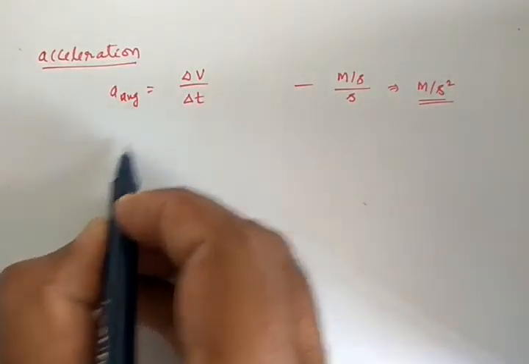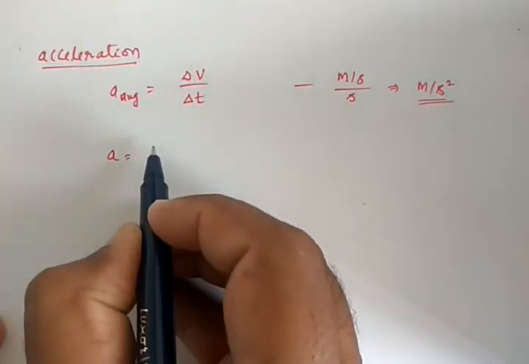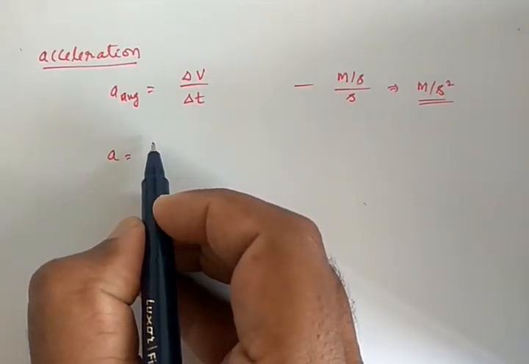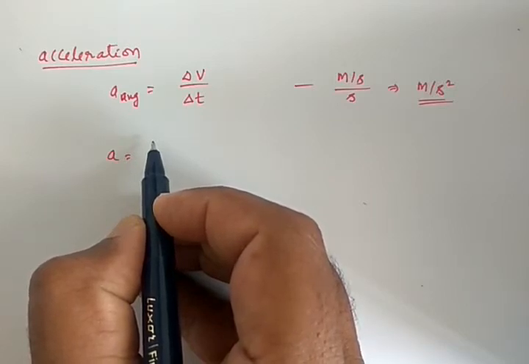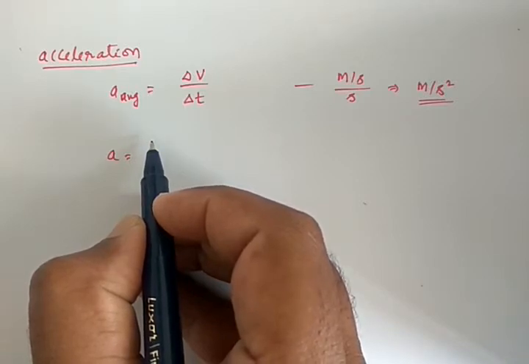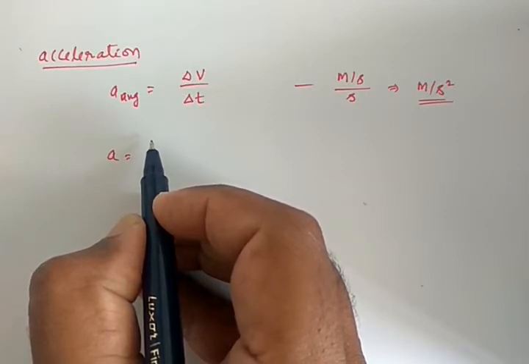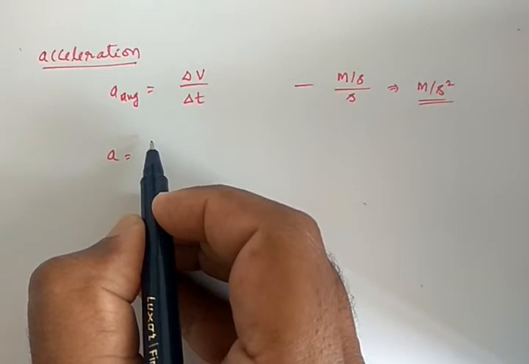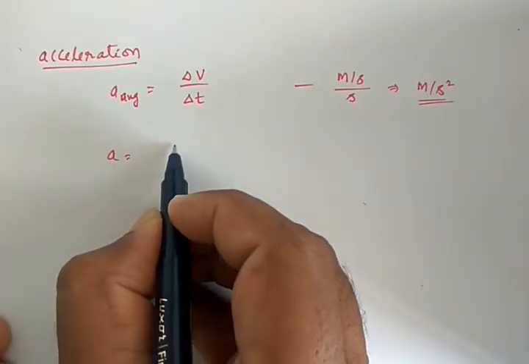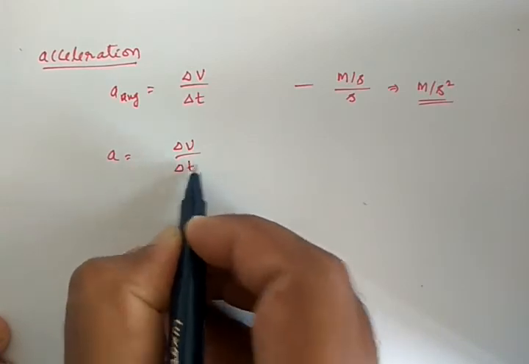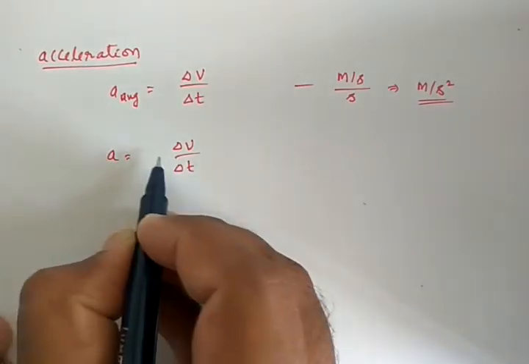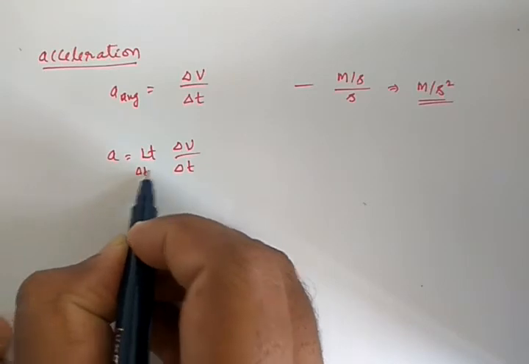You can also define instantaneous acceleration. The instantaneous acceleration is defined as the acceleration of the particle at any instant, and that is defined as the limit of average acceleration as the time interval becomes infinitesimally small. So this is also like delta v by delta t, but you get instantaneous acceleration when you take the limit that tends to 0.